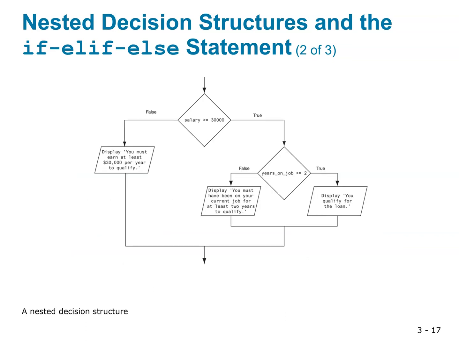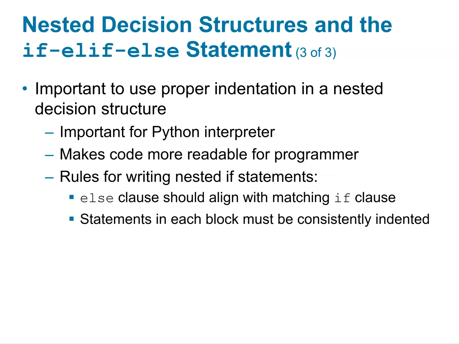So here would be our statement. We'd have an if greater than 30,000; if false, it says you must make more than 30. If true, then you check years on the job. Code-wise, this could be ugly though. When you use indented stuff, you have to use proper indenting, and you could get very deep.